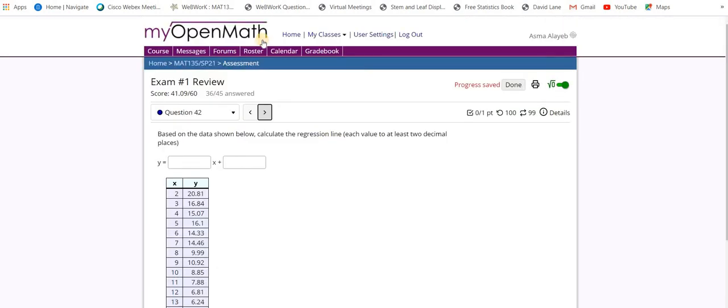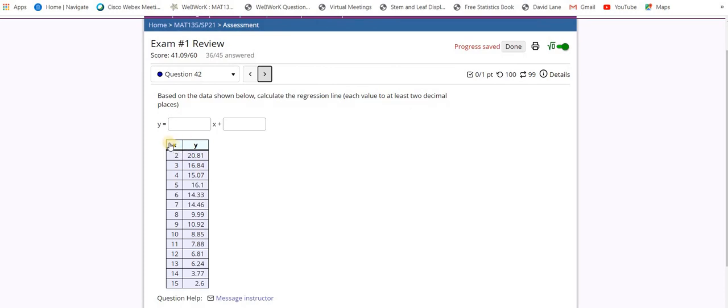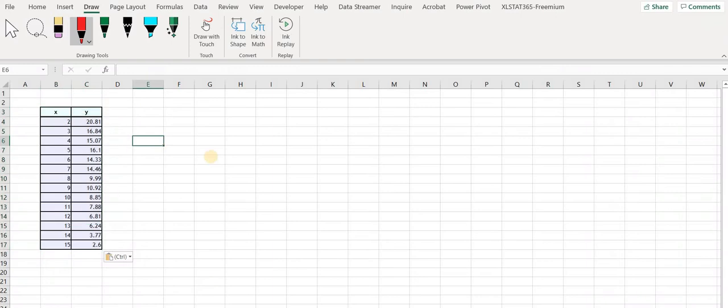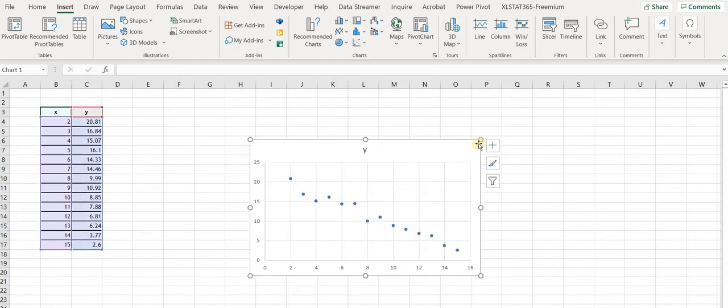In this question, we want to find the regression line or the least square regression line. To answer this question, I'm going to copy this data and paste it into an Excel sheet. Now I want to create the least squares regression line. So to find it, I'm going to select both columns together, go to the Insert tab, and then go to the scatter plot and draw the scatter plot.